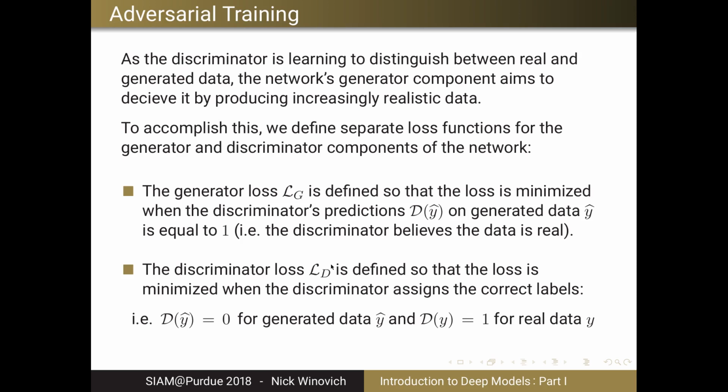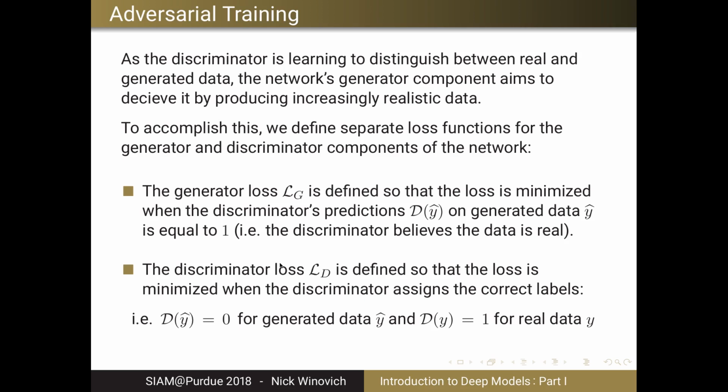And those losses will be defined so that the minimum, in the case of the generator, corresponds to fooling the discriminator. So the discriminator's value on fake data is equal to 1. Okay, so that's when we want the minimum. The discriminator thinks that the generated data is real, 1 corresponding to real. So if we can do that, then we are doing a good job in terms of generating images, and we shouldn't penalize the generator.